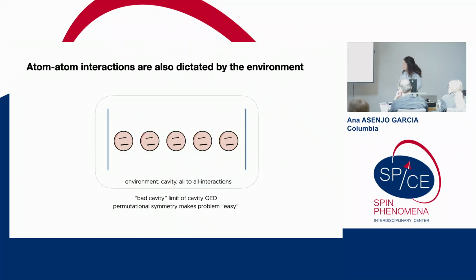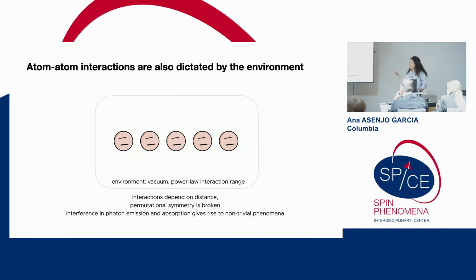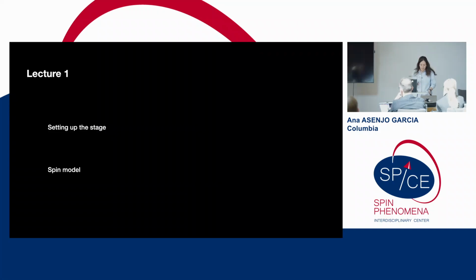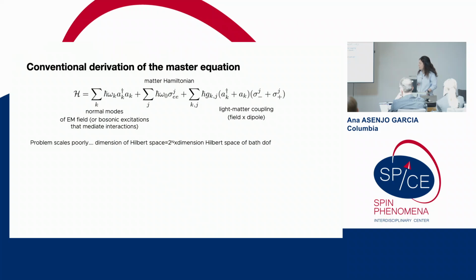And then this also means that this is going to change the interactions between the particles. So if, for instance, we place the atoms in a cavity, this will give rise to all-to-all interactions. And as I said, this permutation symmetry makes the problem easy. But now if we have them in free space, this will give rise to some power law interaction range, where the interactions depend on distance, the permutation symmetry is broken, and then this interference in photon emission and absorption will give rise to interesting physics. Okay, so then very quickly, how we get to the spin model.